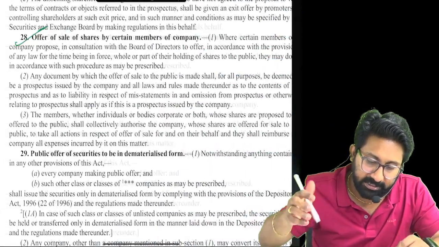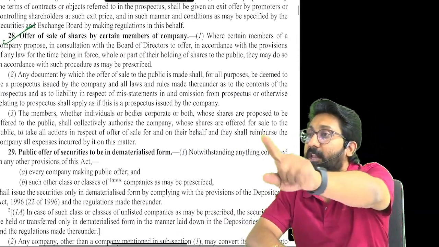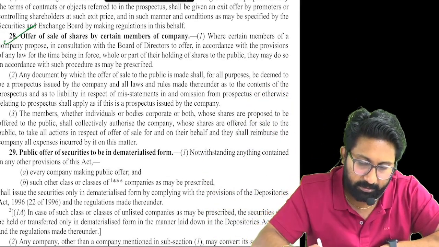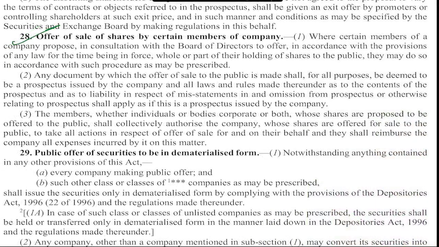Answer one. This is what is said in Section 28. Please read. Now I have told you the logic, na? As it is, the section will be there, and the words also will be the same. Read now. Where certain members of a company propose, in consultation with the board of directors, to offer in accordance with the provisions of the law for the time being in force, the whole or part of their holding. Stop. In our example, government is selling its full holding of 3.2%.